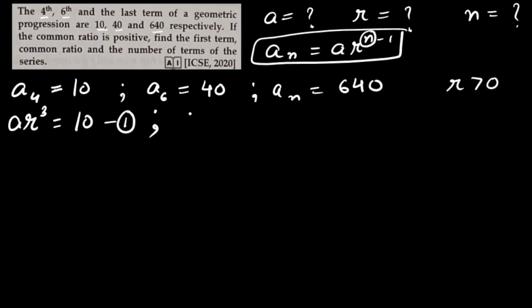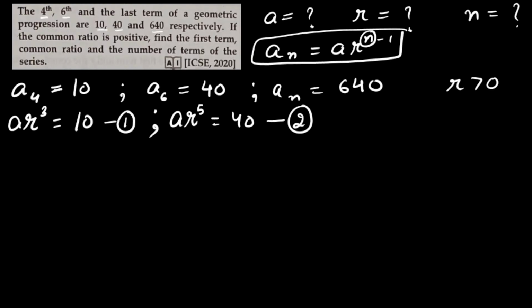Second one, a6. For a6, using the same concept, it is a into r to the power 5, because 6 minus 1 is 5. This is equal to 40. Let's say this is our second equation.